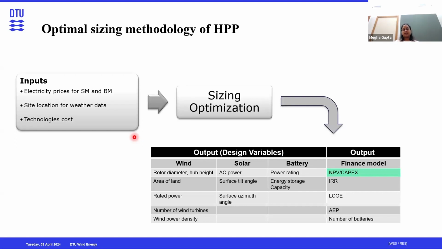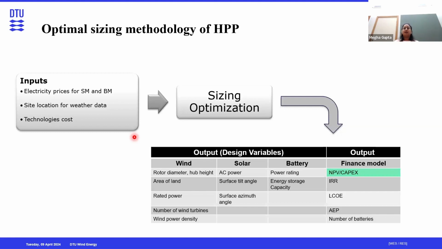So now coming to the methodology, what we use for doing the optimal sizing of hybrid power plants is basically only three types of input data. One is the electricity prices. I have mentioned spot market and balancing market here because our exercises today are more focused on these two market structures. Then we need the site location, latitude and longitude, because we need to extract the weather data.